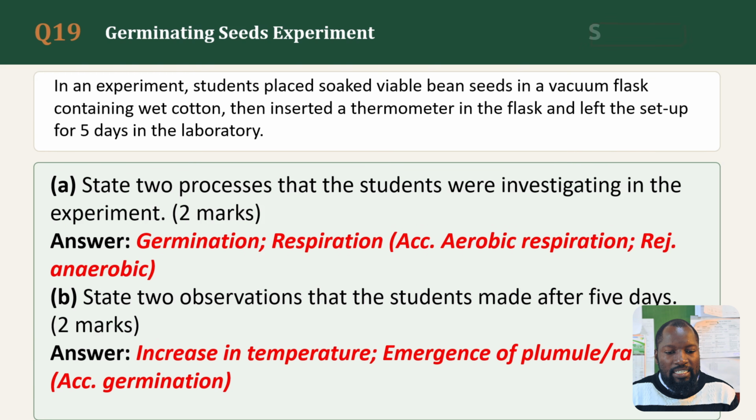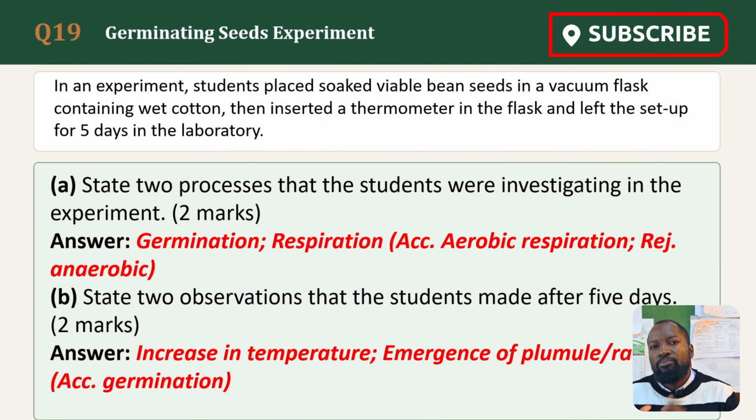Now question number 19. In an experiment, students placed soaked viable bean seeds in a vacuum flask containing wet cotton, then inserted a thermometer in the flask and left the setup for 5 days in the laboratory. State 2 processes that the students were investigating in the experiment. So first of all, the seeds that were used were viable. Viable means they have potential of doing what? Germinating. They are viable seeds.